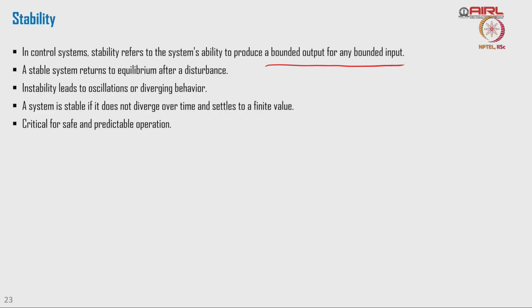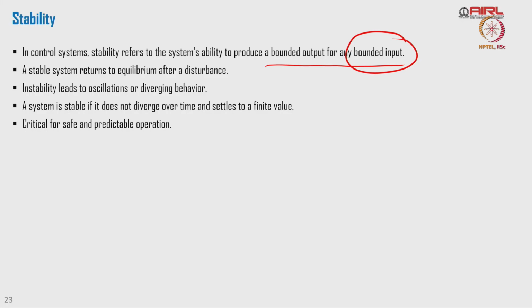If we are giving unbounded input to the system, we can't always expect the controller to be so efficient that it will give bounded output all the time, but that is the design mechanism. We have to design the controller in such a way that it gives the desired performance. But when it comes to stability, first we have to check whether we are giving bounded input to the system or not. A stable system returns to equilibrium when it is disturbed from its normal condition.